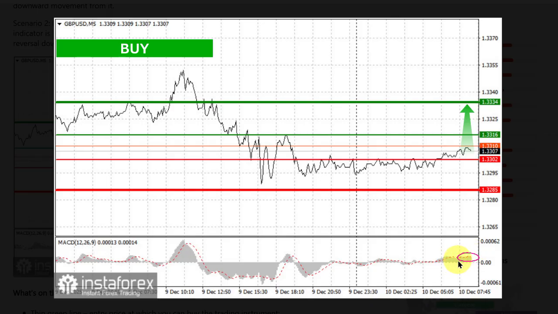You could also plan to buy the pound today if the price tests 1.3300 twice in a row, while the MACD indicator is in an oversold area. This will limit the pair's downside potential and lead to an upward market reversal. You can expect a rise to the opposite levels of 1.3316 and 1.3334.